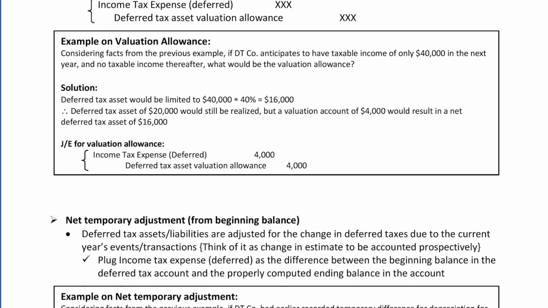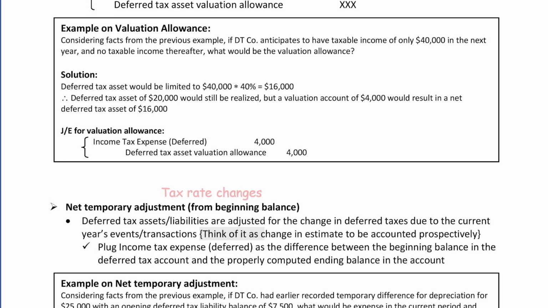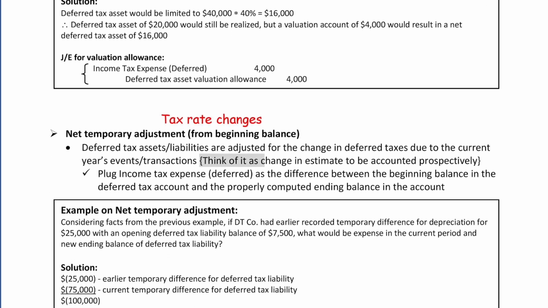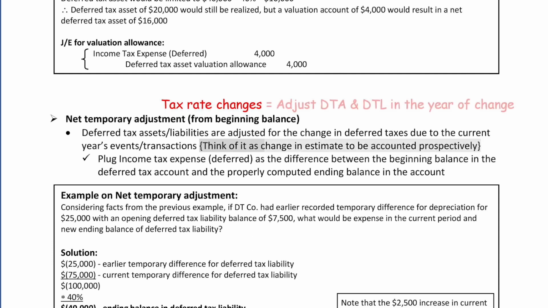Income tax expense deferred $4,000 and the credit is to deferred tax asset valuation allowance for $4,000. Now let's look at another issue of tax rates changing from year to year. So right there, tax rate changes, and this means that we need to adjust DTA and DTL in the year of change. So if the tax rate changes, account for it prospectively, now and forward.